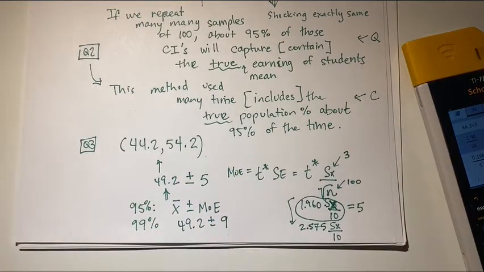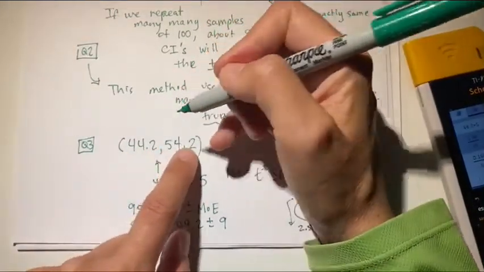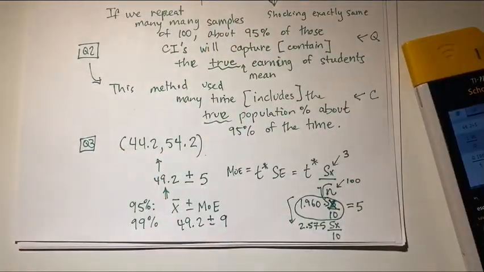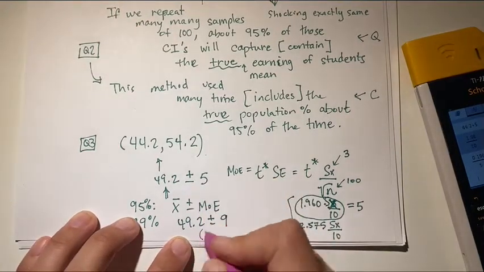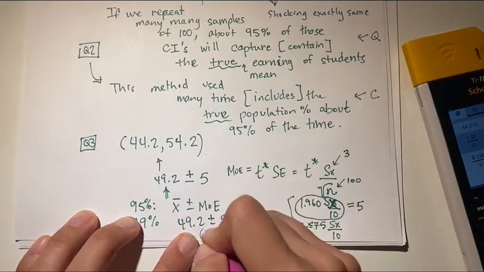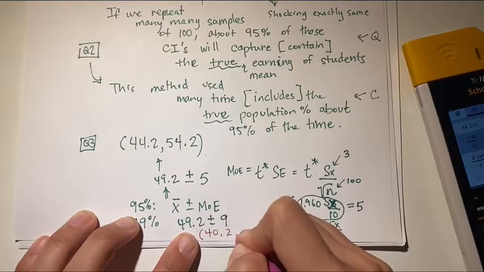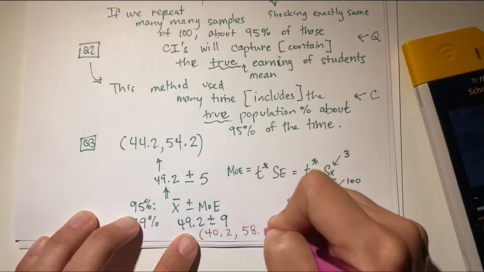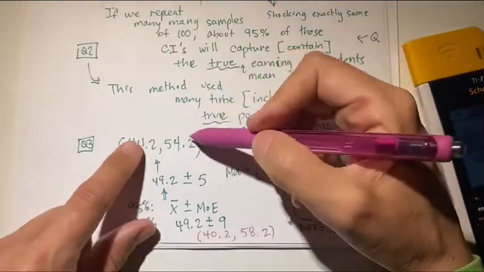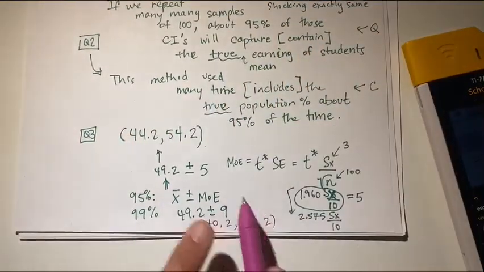It will be bigger. So instead of the interval being 49.2 plus or minus 5, it will be plus or minus 9. So it'll be 40.2 and 58.2. Notice that this is significantly wider on a number line than that.